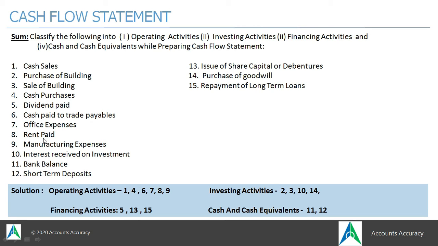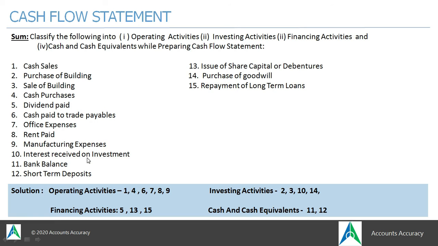Next is your rent paid. When rent is paid, it is related to business operations, neither shares nor debentures nor fixed assets related items, so it goes under operating activity. Next is your manufacturing expenses. This will also come under operating activity because all these are incurred on operations of the business.